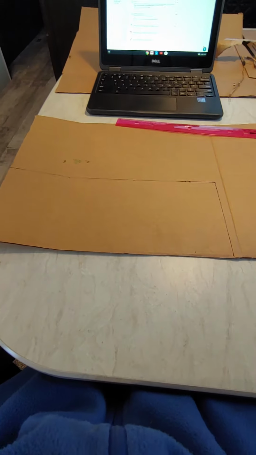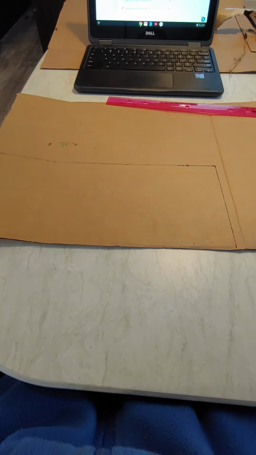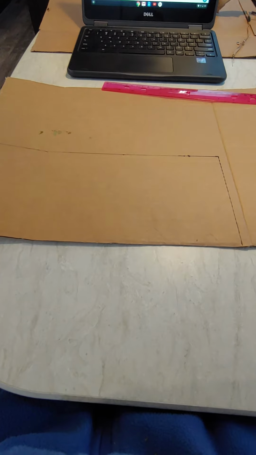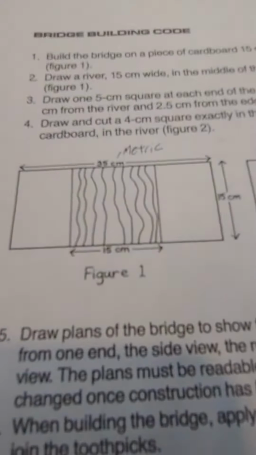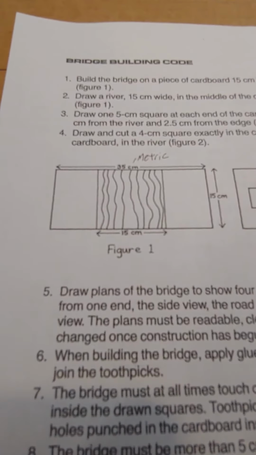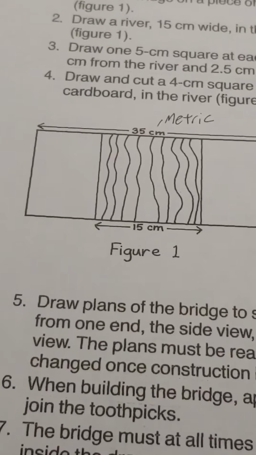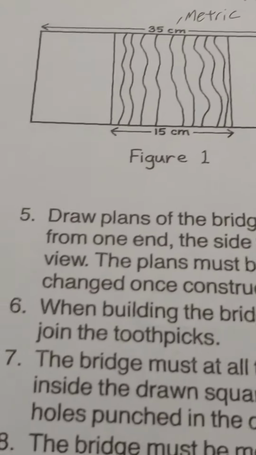As you can see, I drew the lines, and you will have a 15 by 35 centimeter rectangle. Again, make sure you're using the centimeter, not the inch side. So at this point, step 2 of building it is creating the river. Now let me zoom in. So your river is 15 centimeters wide.